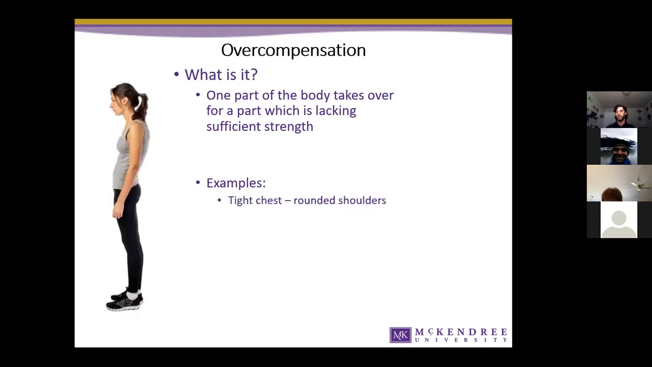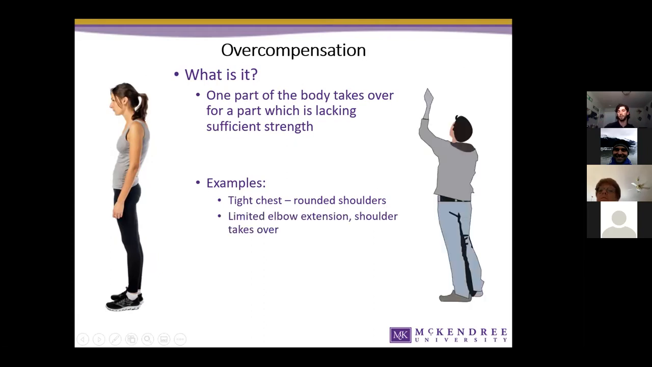First and foremost is a tight chest. So when you have a tight chest, those pectoral muscles are constricted, and in turn that brings your shoulders forward, which rounds your shoulders, and you can see it in this picture. This lady has her shoulders brought very far forward, and you can even see that her scapulas are kind of rounding around her rib cage.